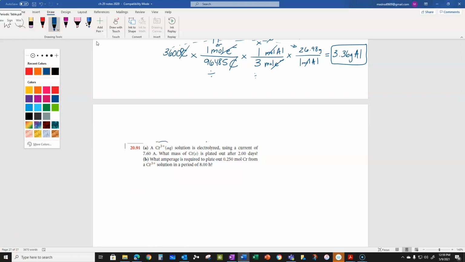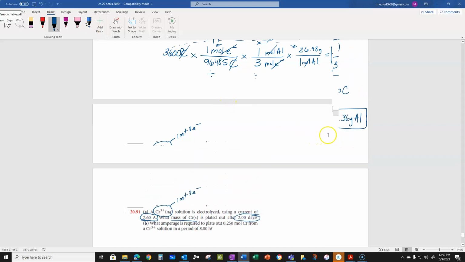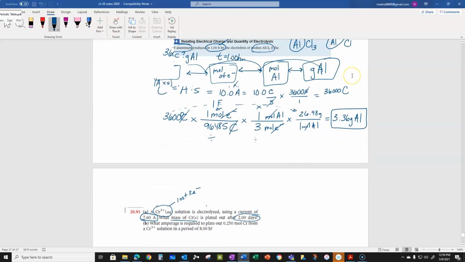We have chromium 3. And it looks like there was a loss of 3 electrons. And I'm doing exactly what I'd be doing if I was taking the AP test. Using a current of 7.6 amps, I want to find the mass that is plated over 2 days. So I know time, I know amps, and I want to find mass. And it's kind of like what we just did up above. But then I gave you another one where we're going to find amps. Okay, so right up here, we got our roadmap right there.